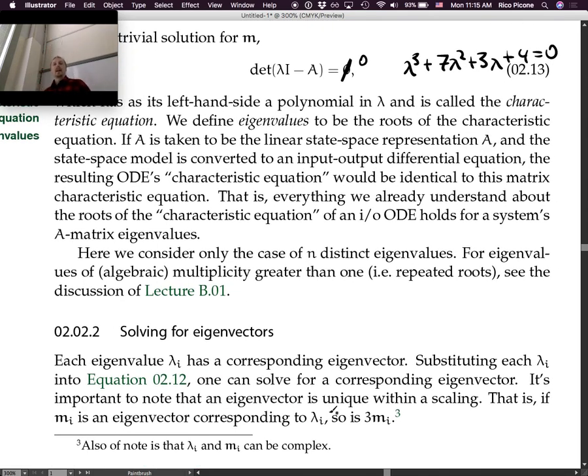Here we consider only the case of n distinct eigenvalues. For eigenvalues of what we call algebraic multiplicity greater than 1, what we've called repeated roots, see the discussion of lecture B1, where I've added an appendix that has a little more advanced topics, which deals with the case of repeated eigenvalues. I'm not going to hold you responsible for that. So I'm not going to lecture on that material. It's more of a maybe grad level topic. It turns out that for that rare case of repeated roots, there's a whole lot of work you have to do to deal with it. So we're just going to exclude it from our consideration. When we need to worry about eigenvalues and eigenvectors, we won't have any repeated roots.